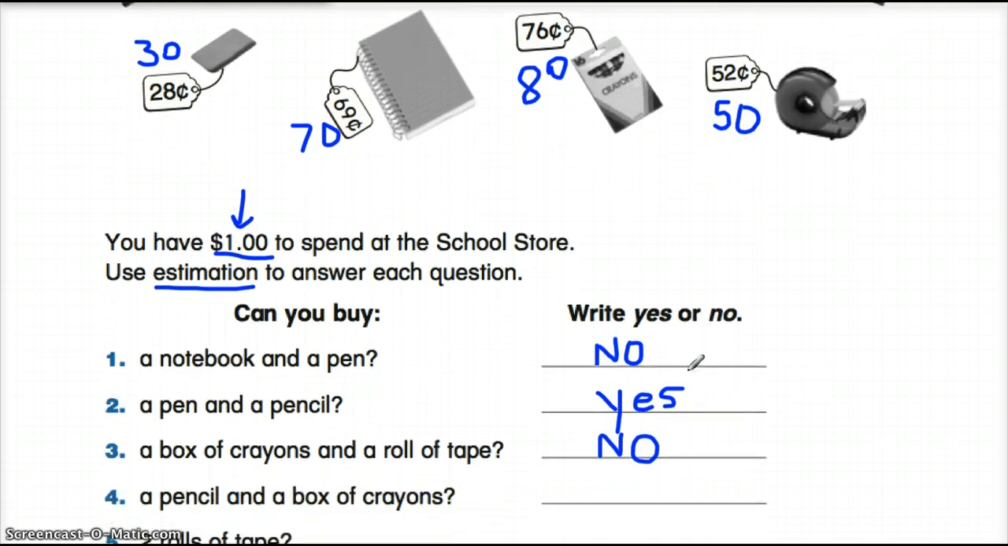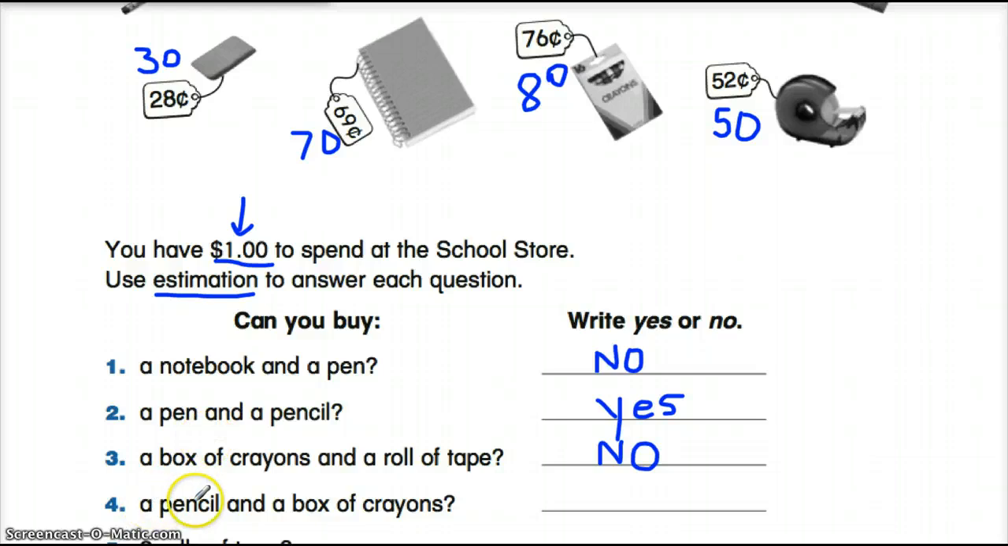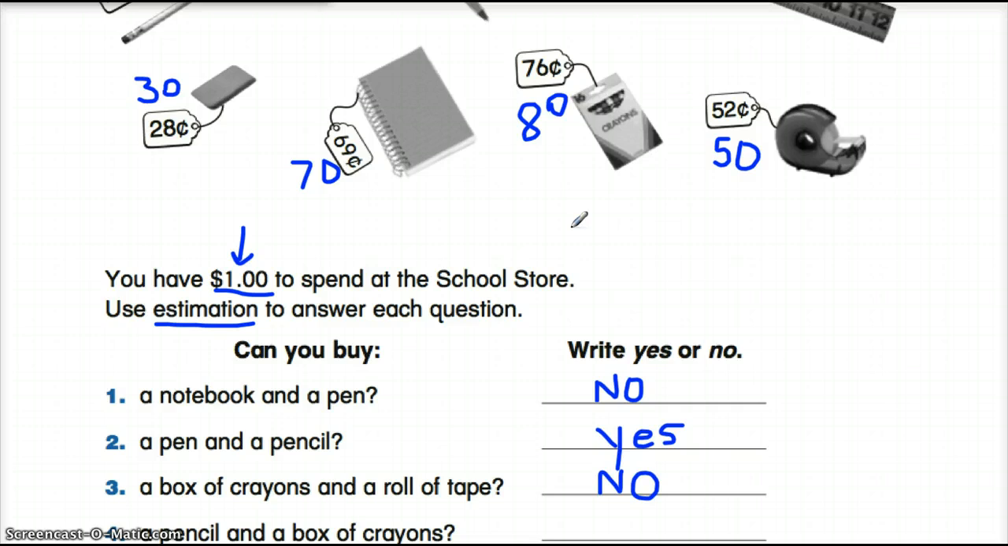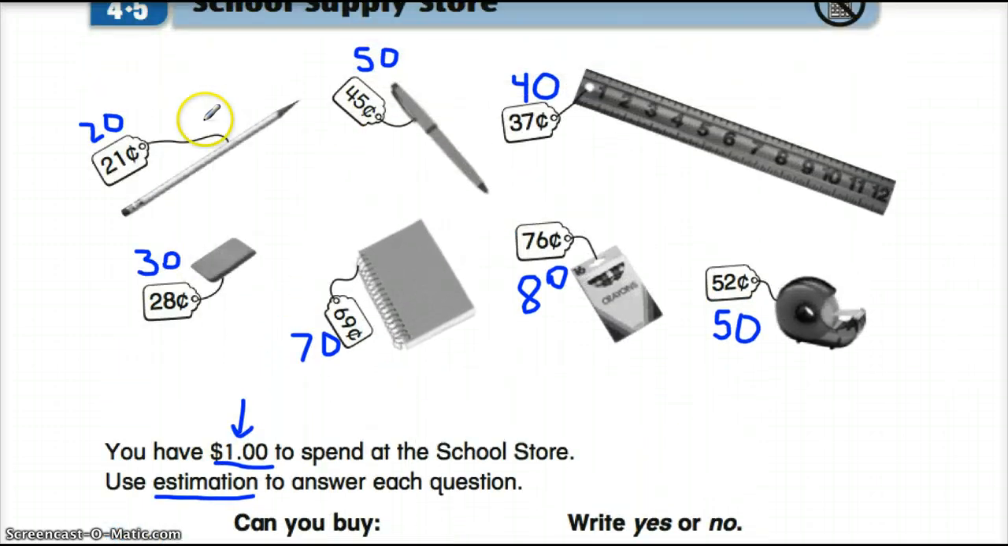Let's take a look at number 4. Can you buy a pencil and a box of crayons? I'm going to scroll back up a little bit. A pencil is about 20 cents and a box of crayons is about 80 cents. If you added 20 plus 80, does that equal $1 or more than $1?